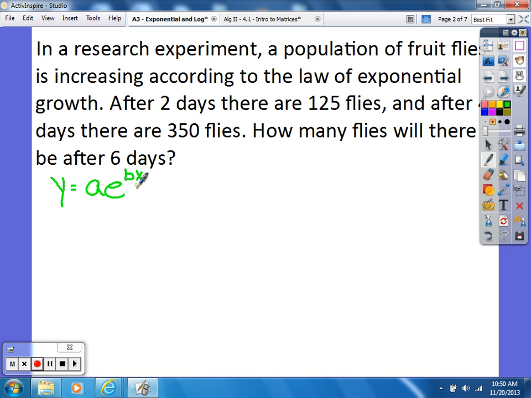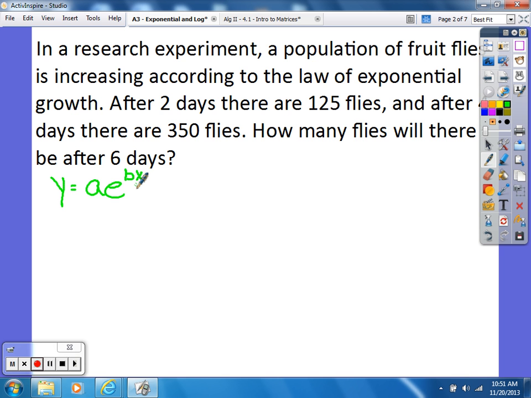What does A stand for? It's my beginning amount. What's B? We don't know what it is, but we do know what it stands for. It's my percent increase. Okay? If it was decreased, then B would be negative, but since it's increased, it's going to be positive.